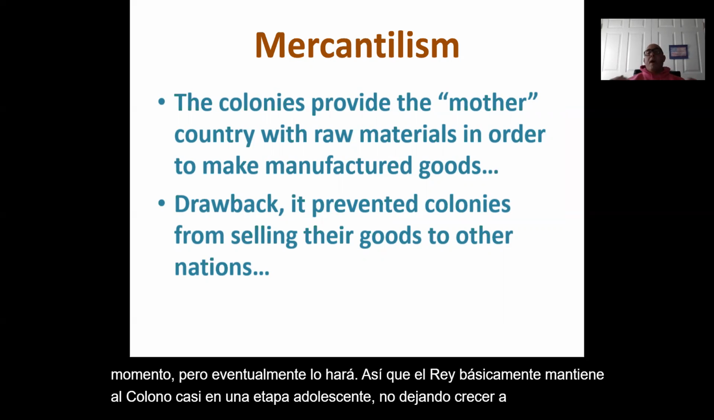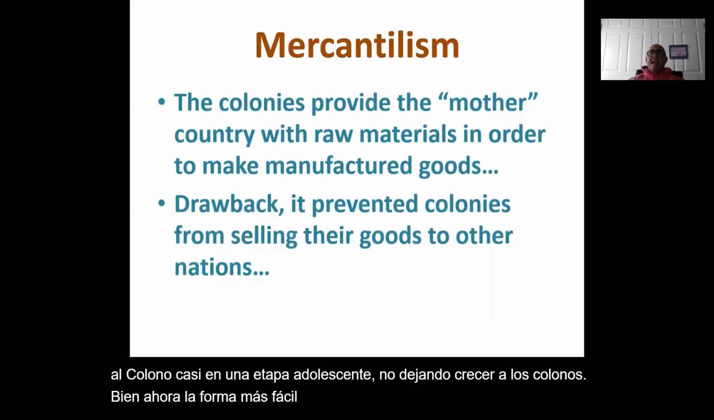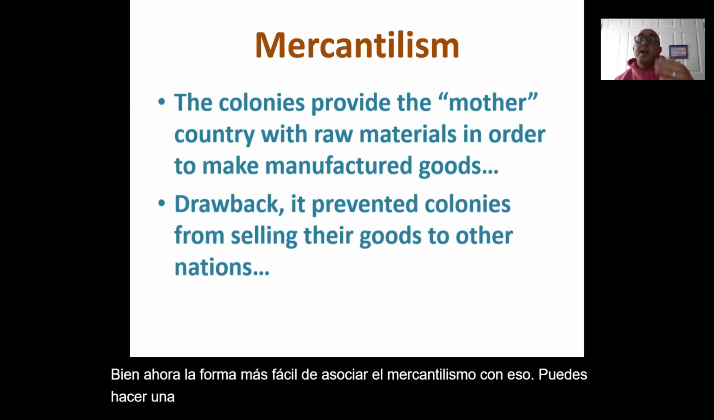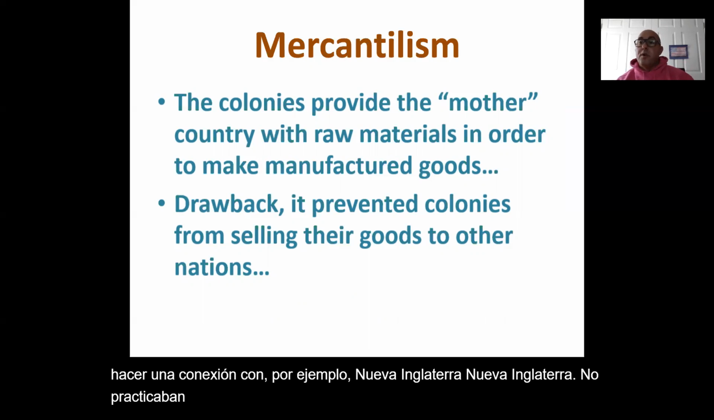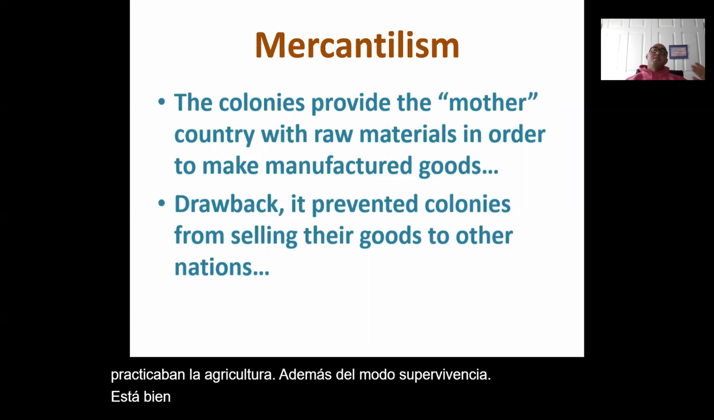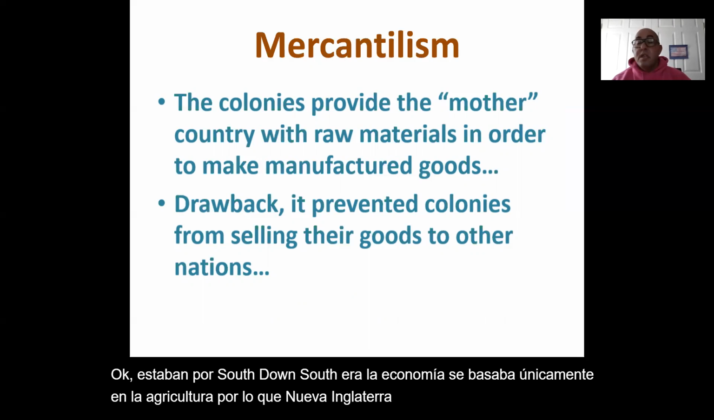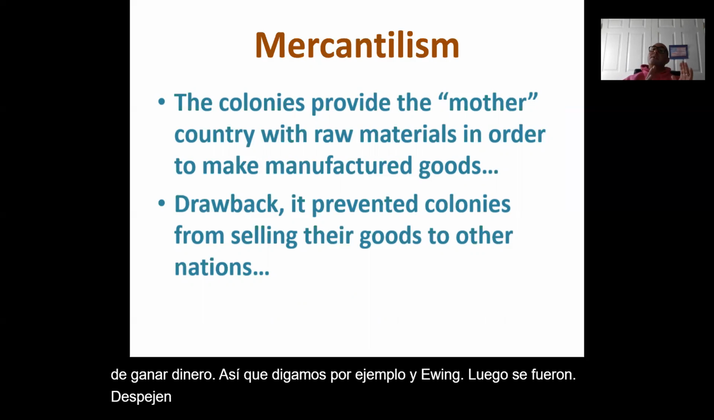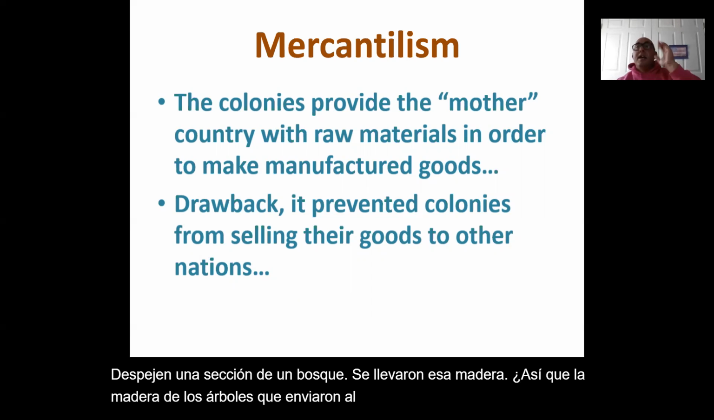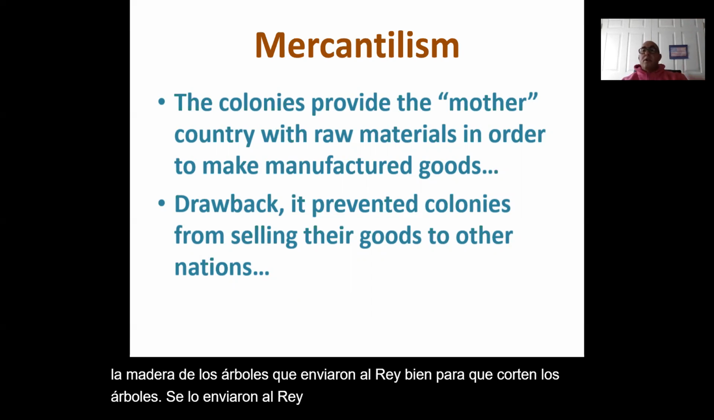Now, the easiest way that I can associate mercantilism with, that you can make a connection with, say for example, New England. New England, they weren't practicing agriculture besides on survival mode, like they were down south. Down south the economy was solely based on agriculture. So New England had to figure out different ways to make money. So let's say, for example, in New England, they cleared a section of a forest. They took the timber from the trees and sent it to the king. So they cut the trees down, they sent it to the king. The king breaks down the wood, manufactures the wood, makes desks, chairs, supplies to make homes.